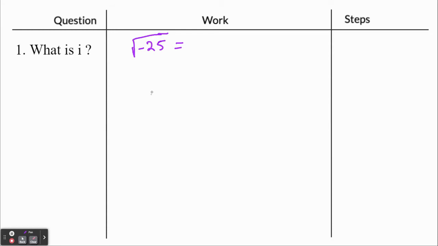Now again, remember, if we take a number and we multiply it by itself, 5 times 5 gives us 25. Even if it were negative, we're taking negative 5 and multiplying it by itself, and then negative times negative still gives us a positive. So no matter what we do, if we're multiplying something by itself, it gives us a positive number. So when we have a negative inside, it's not possible to actually do that.